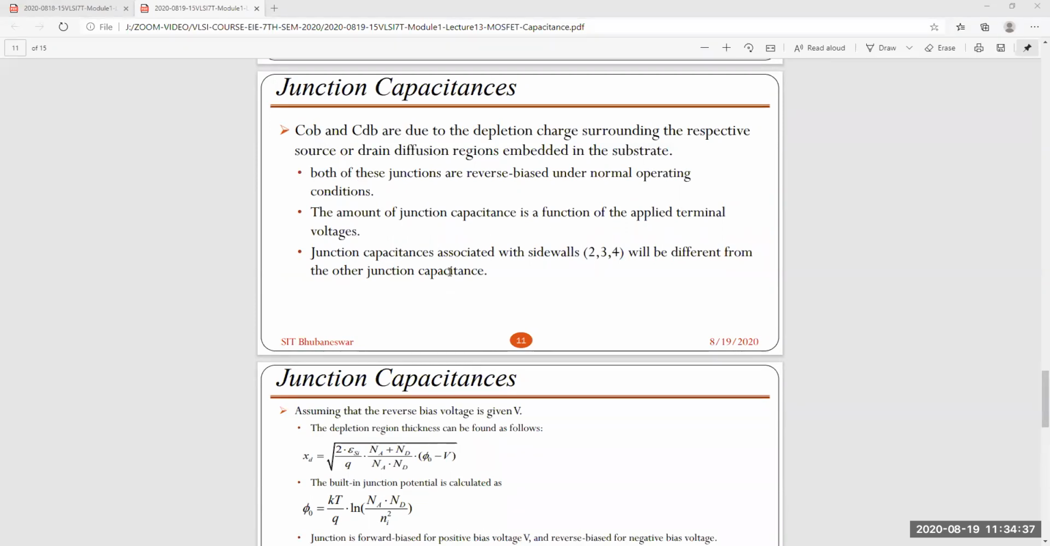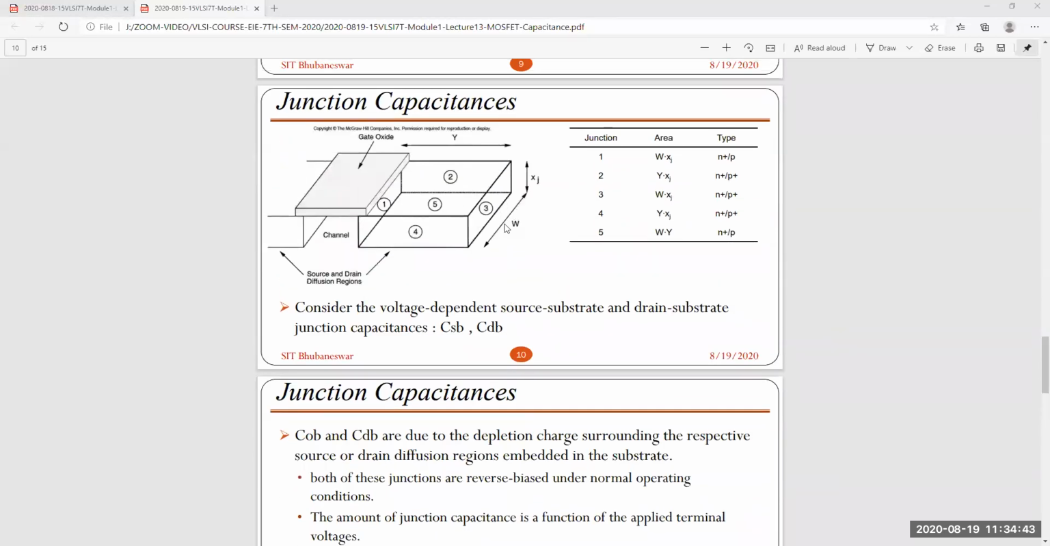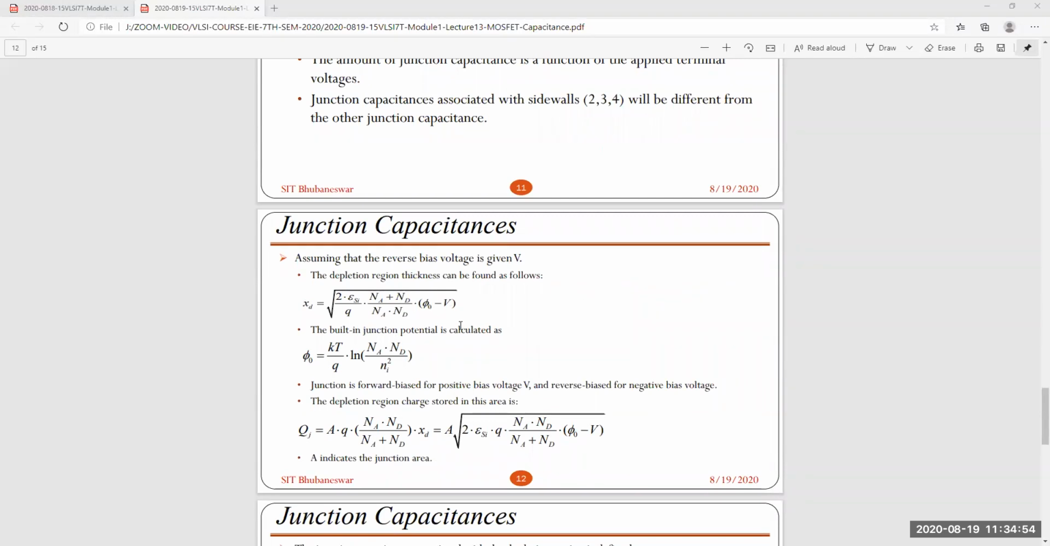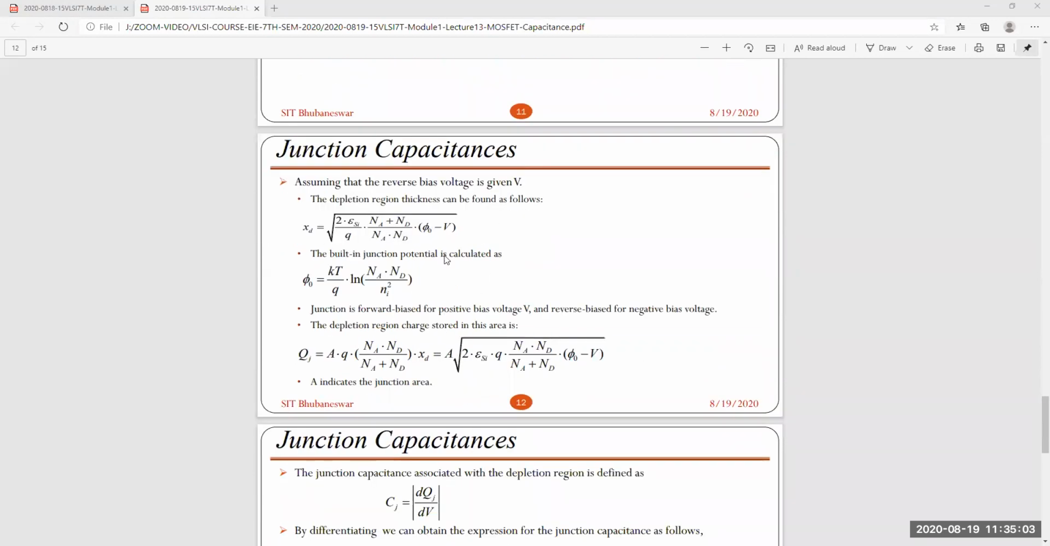The junction capacitance associated with sidewalls 2, 3 will be different from the other junction capacitances. The other junctions, that is 2, 3, 4, are directly P plus, but the bottom is different. Now all these calculations are there. Actually, I have taken these things directly from the Kang book and just highlighted these points. Please go through that book and learn these things.